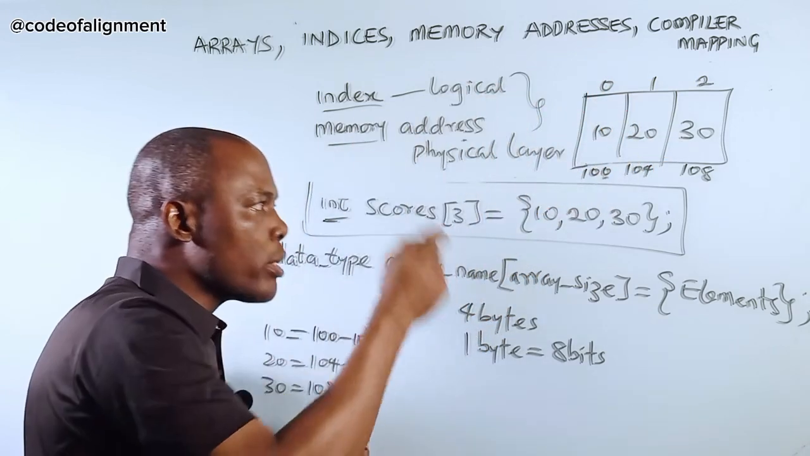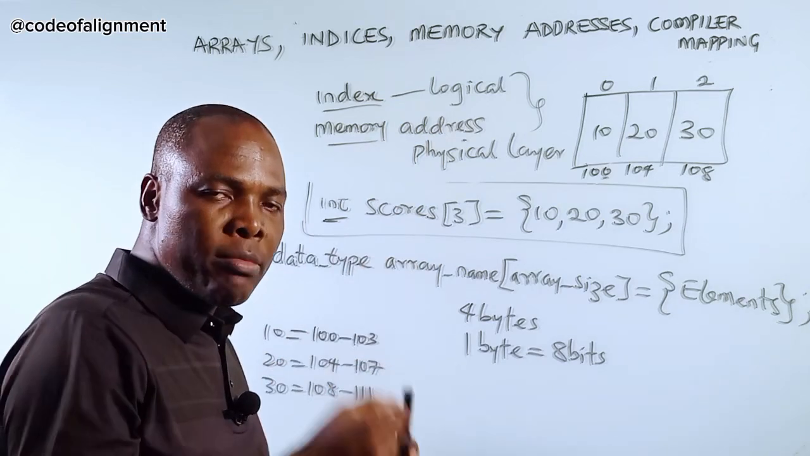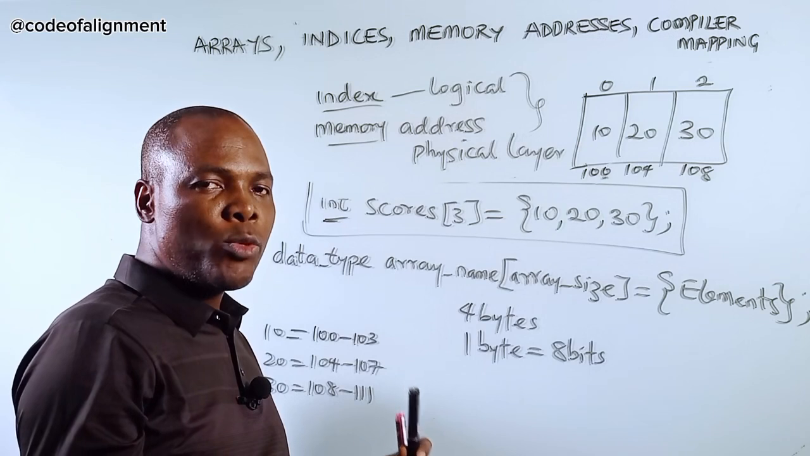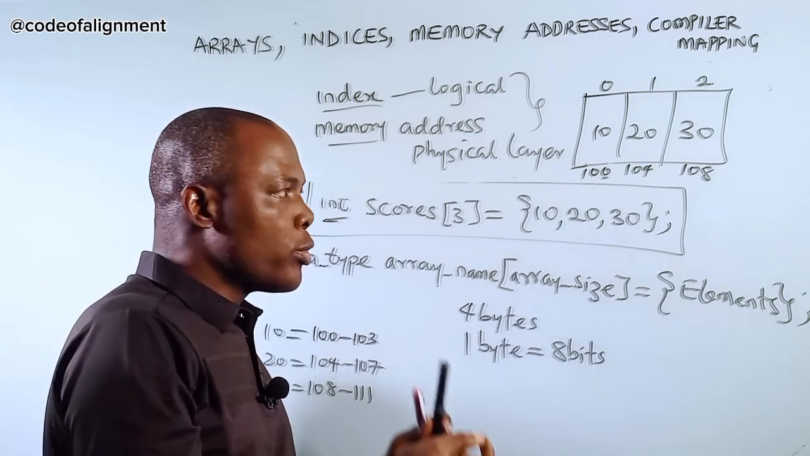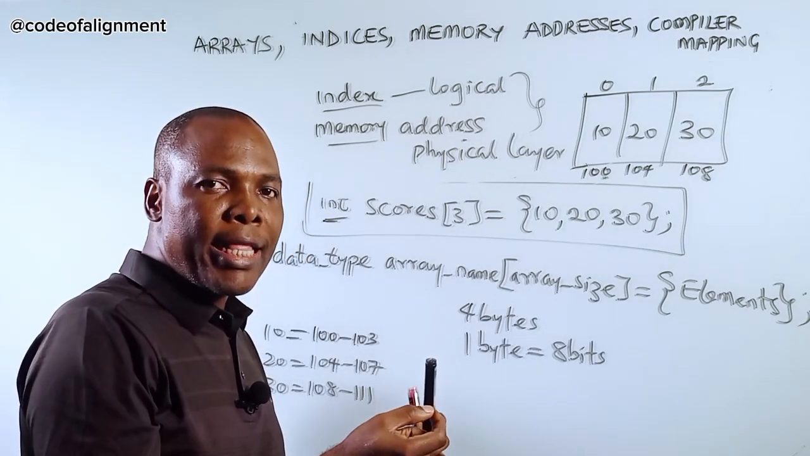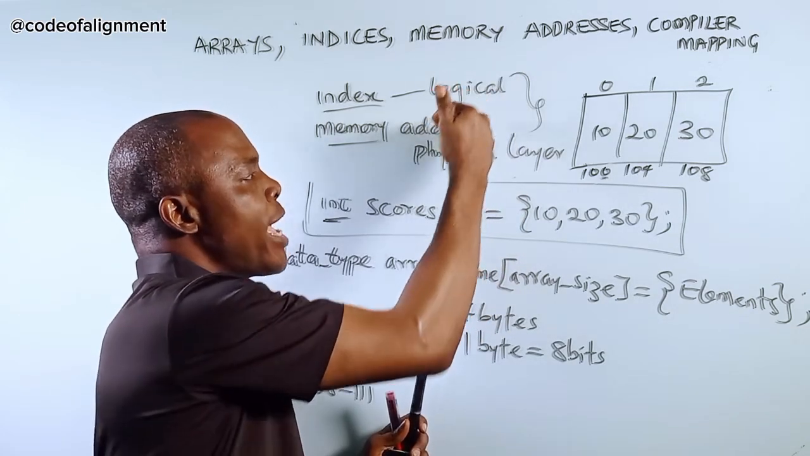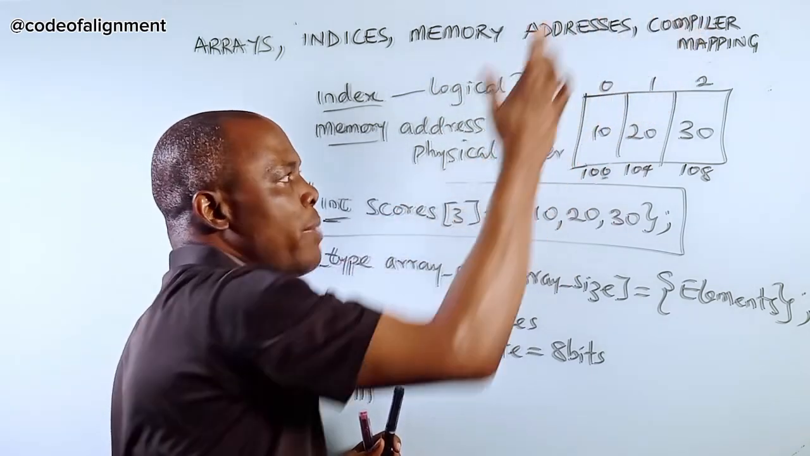So what is actually being stored in the memory is 0 and 1, and that is what the CPU is going to see. So there is a guy that is responsible for interpreting the language between the logical layer and the physical layer, and that is the compiler.